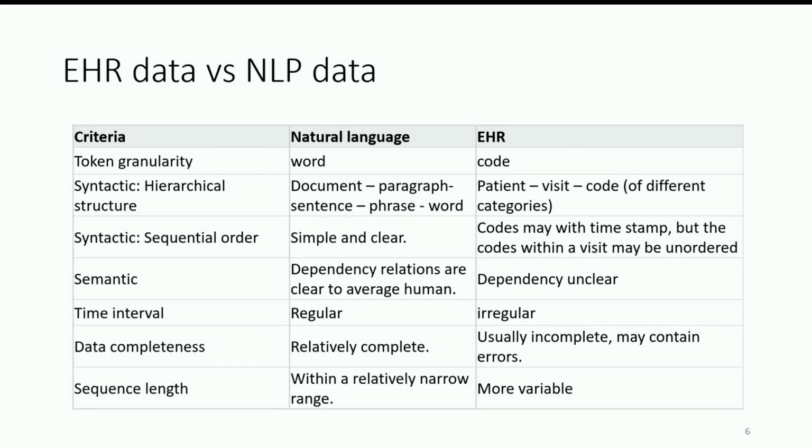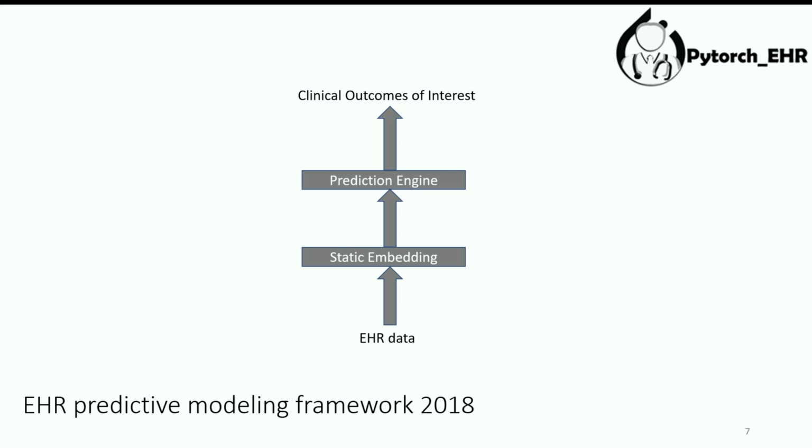As I mentioned before, the time interval is irregular in the EHRs, and the data is mostly incomplete, as I have shown in the example. The sequence length is also pretty variable, especially when we are talking about patient history of more than 15 years, which we have nowadays.